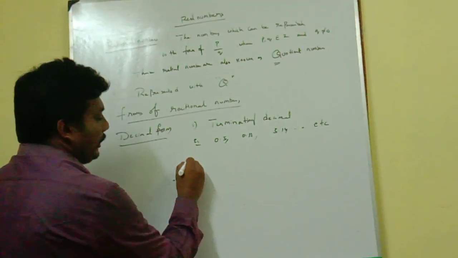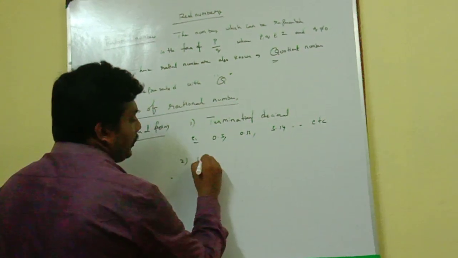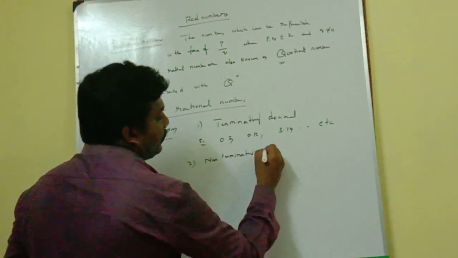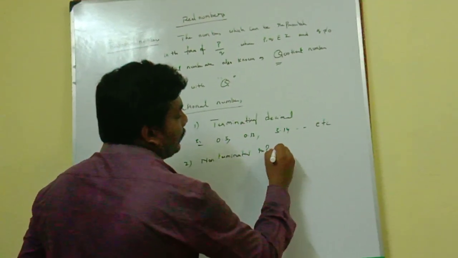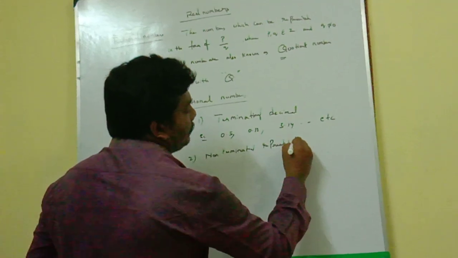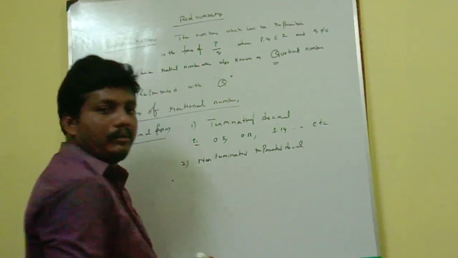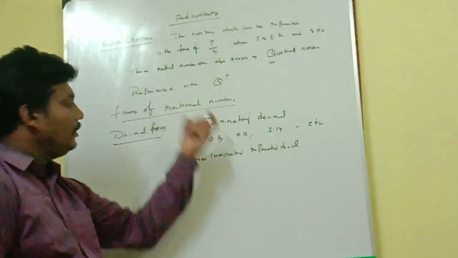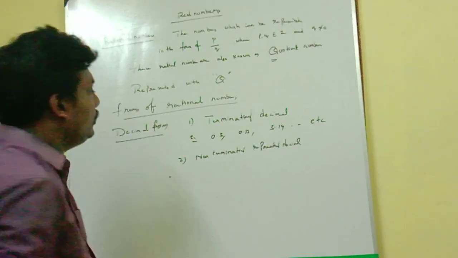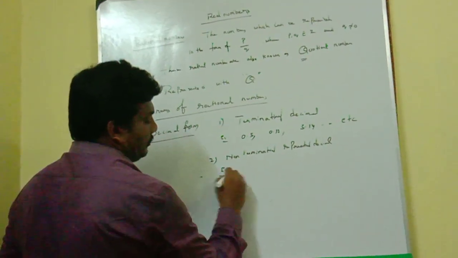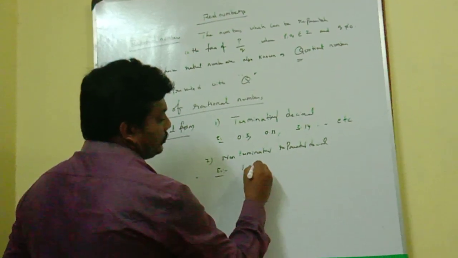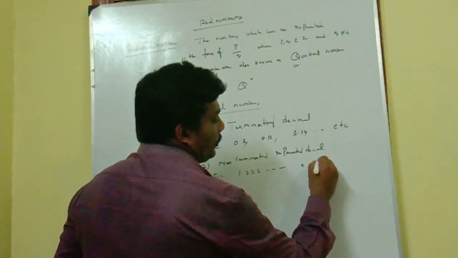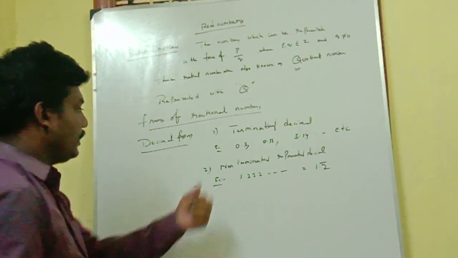Now coming to the second type, non-terminating repeating decimals. All the terminating decimals are rational numbers, and all the non-terminating repeating decimals are also rational numbers. Here we can see an example: the non-terminating decimal 1.222 and so on can be represented simply as 1.2 bar. So this is also a rational number.